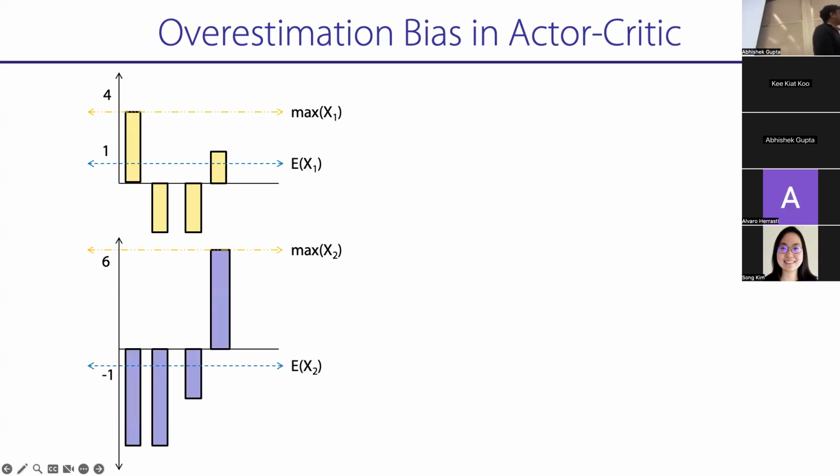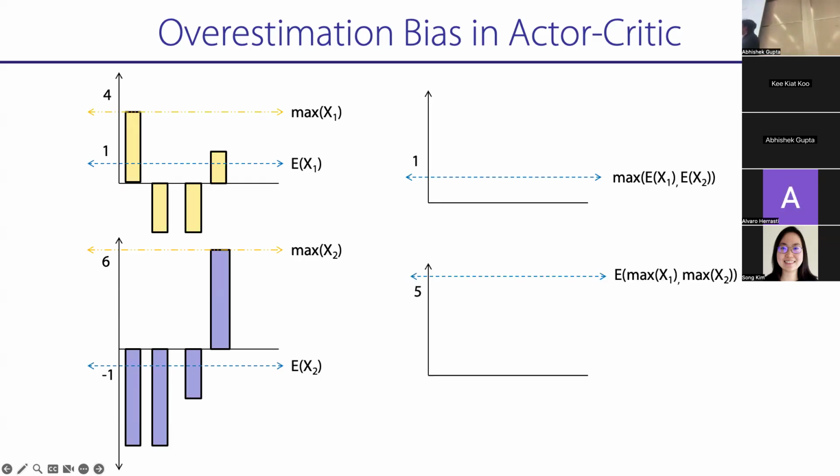And you have another set of random variables for a different action. The expectation is -1, the max is 6. So the expectation of max is 5, but the max of expectation is 1. You can just derive this because max is convex, right? And if max is convex, it's just Jensen's inequality. Jensen's inequality will say expectation of max is greater than max of expectation, right?